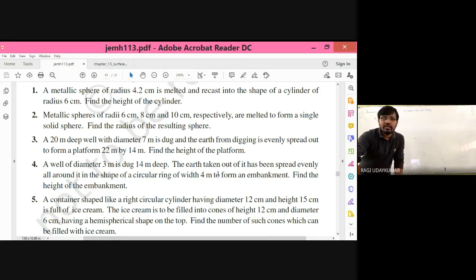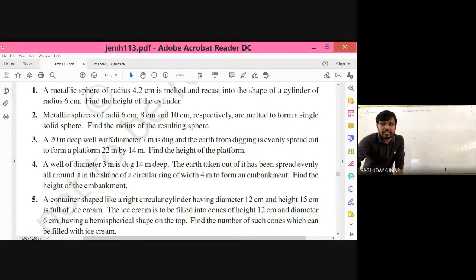Okay. So well, the earth taken out. Earth taken out is nothing but mud taken out. Mud taken out has been spread evenly all around it in the shape of the circular ring. Circular ring की shape में है. Okay. So now here, again to form a ring form में. So ring form में is nothing but that should be taken as a cylinder only, but the difference of the cylinders I will explain to you through the problems.